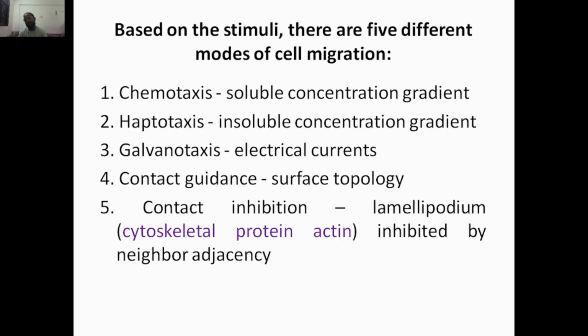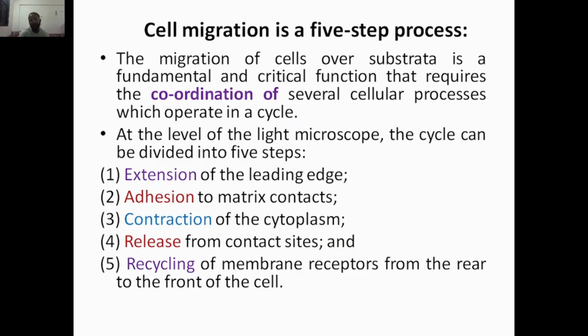Whereas contact guidance migration happens based on the surface topology. Contact inhibition happens based on the lamellipodium, that is the cytoskeletal protein actin, which is inhibited by neighbor adjacency. So these are the 5 different stimuli where the 5 different modes of cell migration can be seen: chemotaxis, haptotaxis, galvanotaxis, contact guidance, and contact inhibition. So cell migration is a 5-step process.